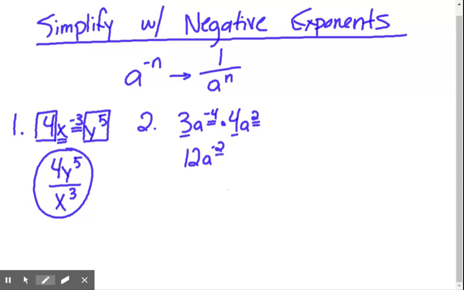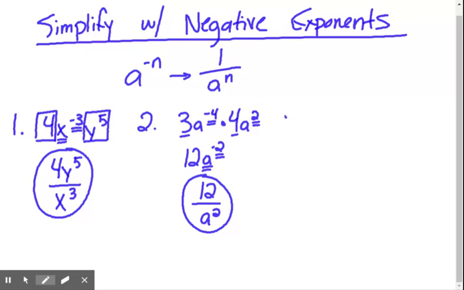Now, I do not want a to the negative 2. I want positive exponents only. So remember, that negative 2 only applies to the a. So I am leaving the 12 in the numerator. I'm not moving the 12, but that a to the negative 2 power is going to become positive and get moved into the denominator of our fraction.